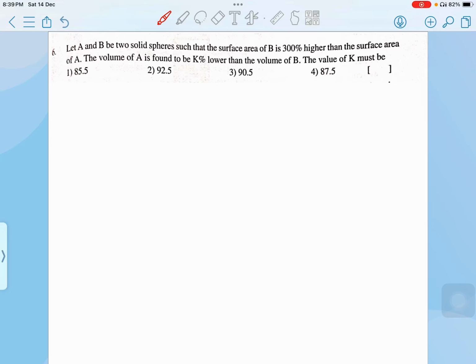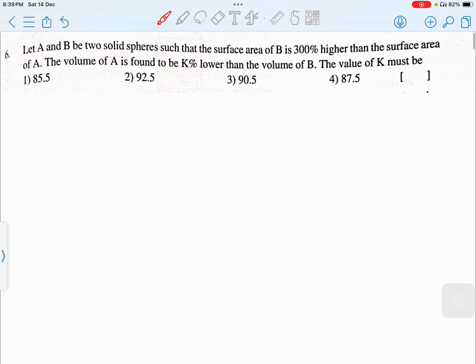Today's class, we are going to see the solution for the problems on level 3 teacher task. We'll begin with question number 6. Let A and B be two solid spheres such that the surface area of B is 300% higher than the surface area of A. So, if you have two spheres A and B, they told B is more than A.